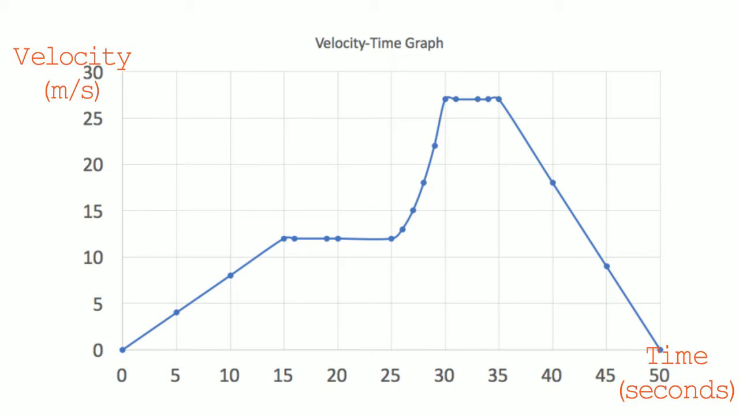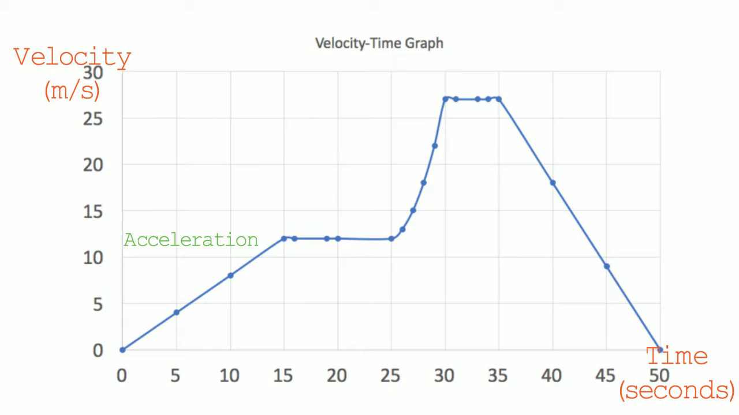We can split the velocity time graph into different periods. The first period we're going to take is from 0 to 15 seconds. Between this period, the gradient of the line is constant, and this means that there's a constant rate of acceleration. The object is getting faster and faster. The object starts stationary, so it has a velocity of 0, and then after 15 seconds, the object is travelling at 12 meters per second.